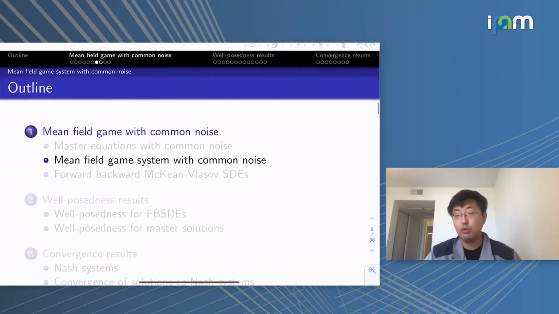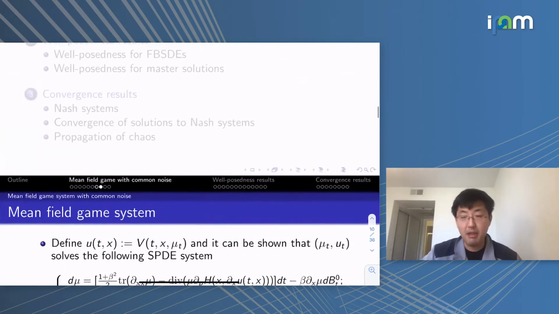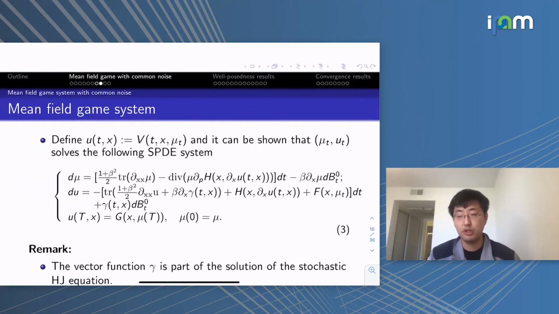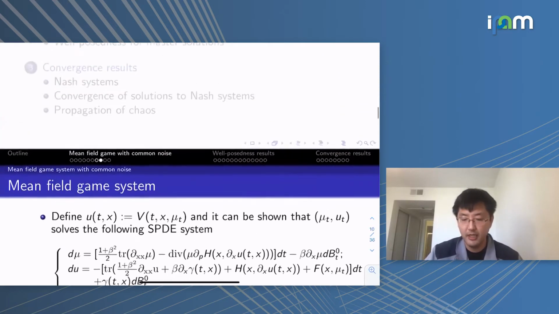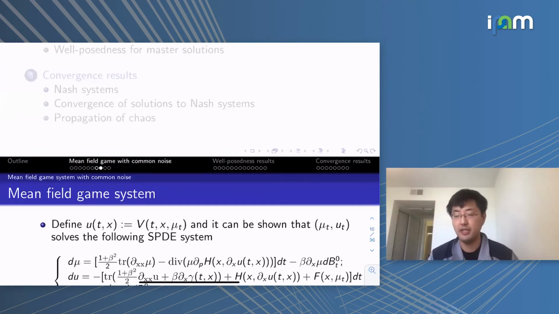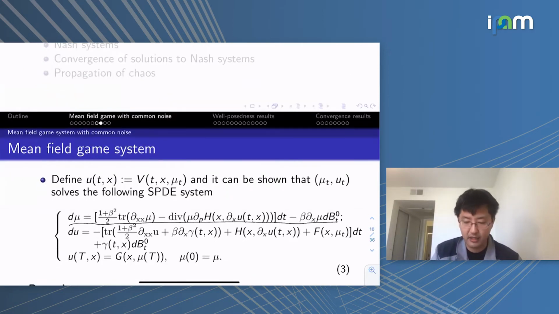And now I would like to derive the mean field game system here. The mean field game system here is an SPDE system, a stochastic partial differential equation system. So how to derive that? The Fokker-Planck equation just follows from the classical derivation of the classical Fokker-Planck equations. The only thing different here is we condition on B^0. The classical derivation is you take expectations of φ(X_t^ξ), and then do the Itô formula, and you get the Fokker-Planck equation. But here, the only thing you need to change is you add this conditioning, and then do the Itô formula. You will obtain this stochastic Fokker-Planck equation.